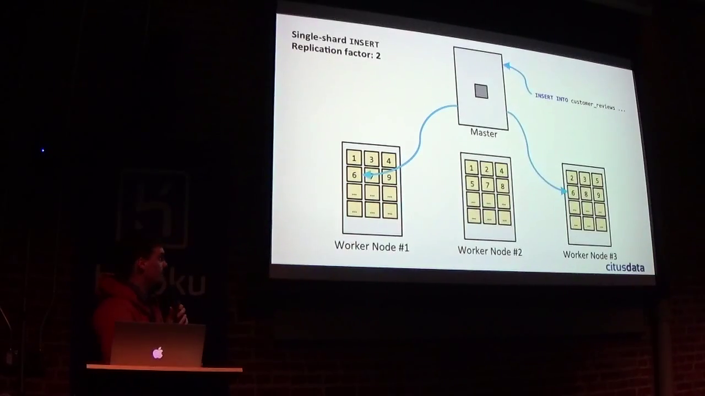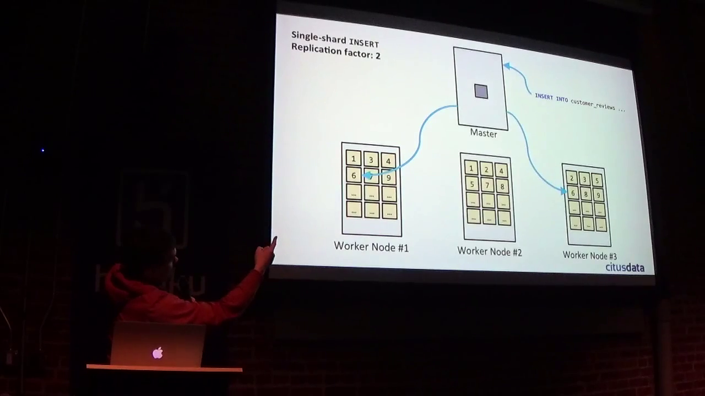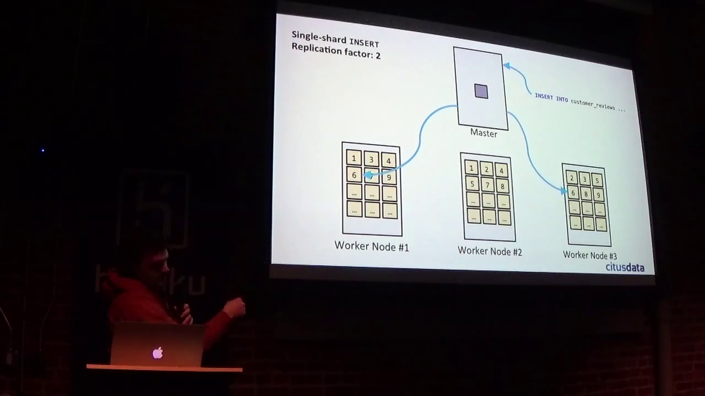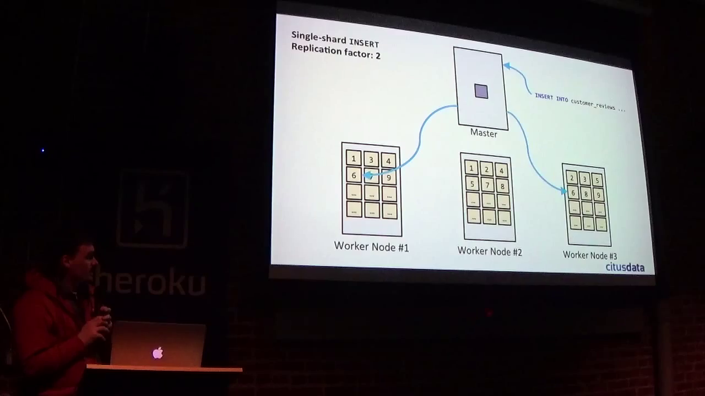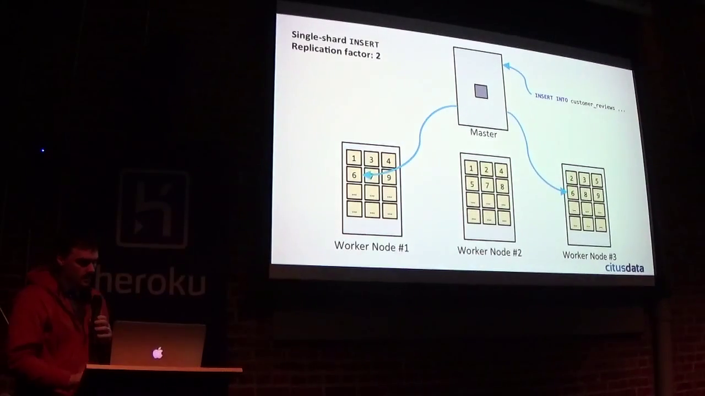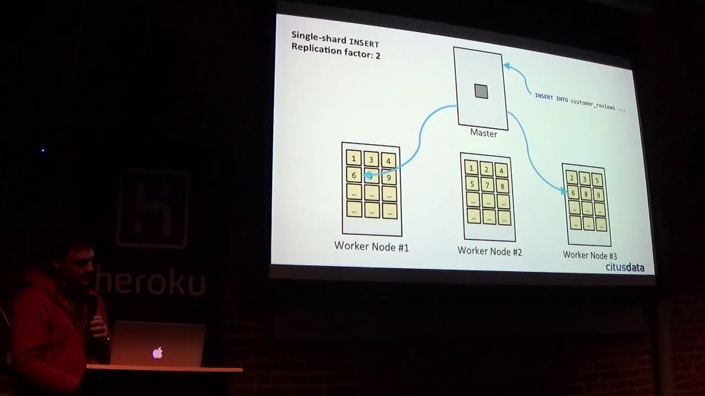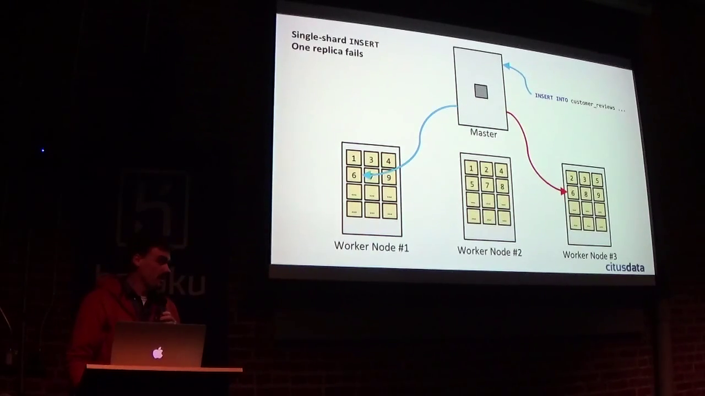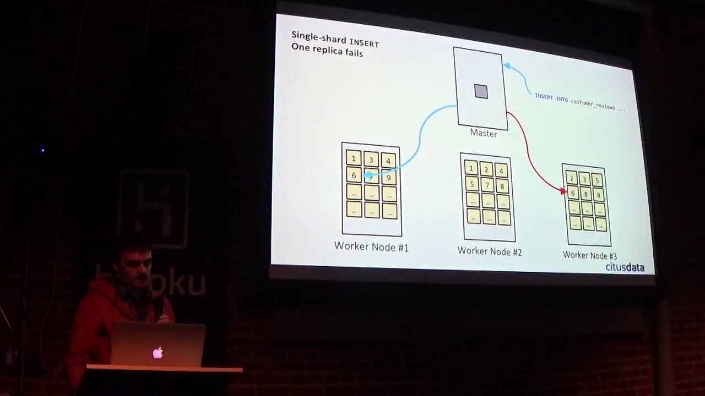So here we go. We've got a shard. Data comes in. It's determined to go to shard 6. And so basically we send it to all the shards, as I said. In this case, we have a replication factor of 2, so it's going out to 2 of the nodes. And let's say worker node 3 fails entirely. But worker node 1 succeeds.